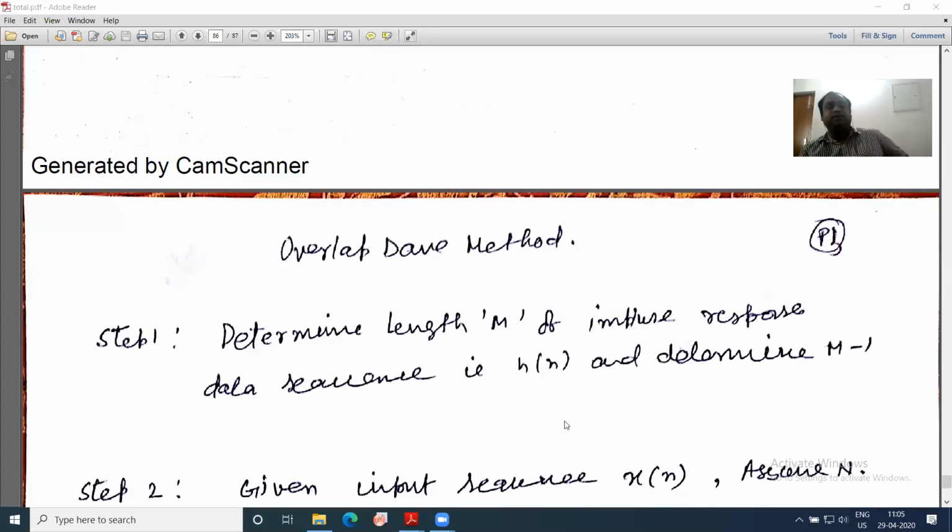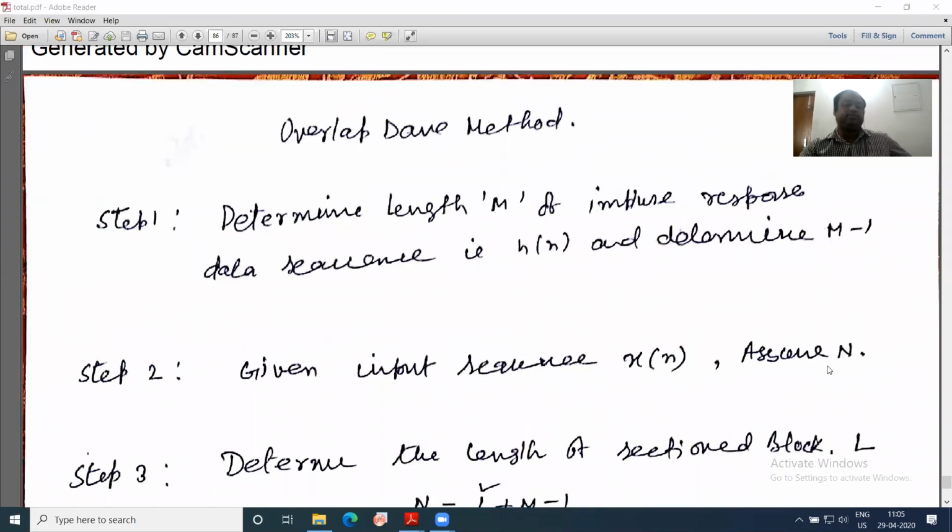Step 1, you have to determine the length of the impulse response hn, and you have to determine m-1. Just like in the previous procedure, same thing. Here I have written the length m. The first step will be to determine the length of hn. That will be m, and denote by m-1. Now, from the given input signal xn, you have to assume the length n.